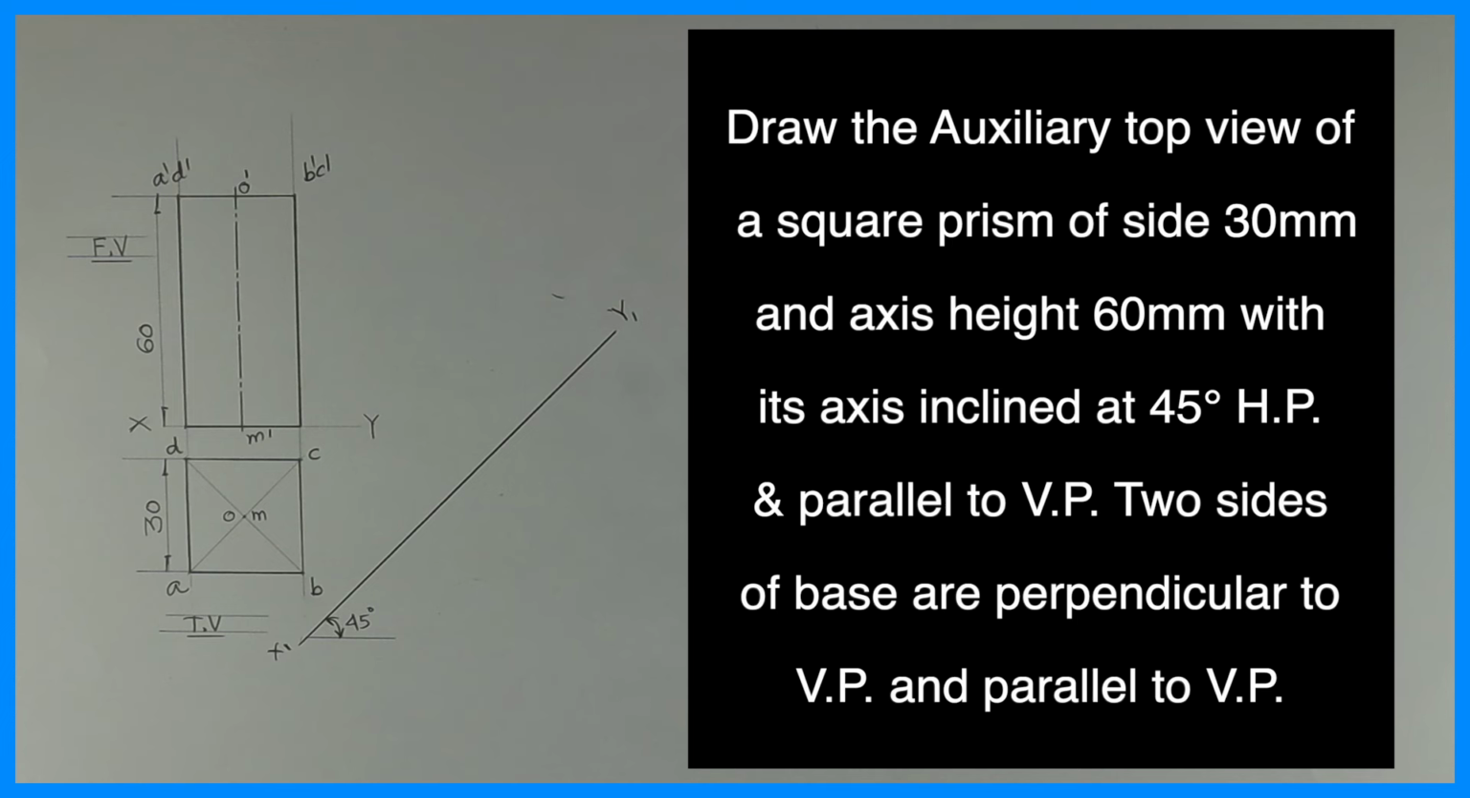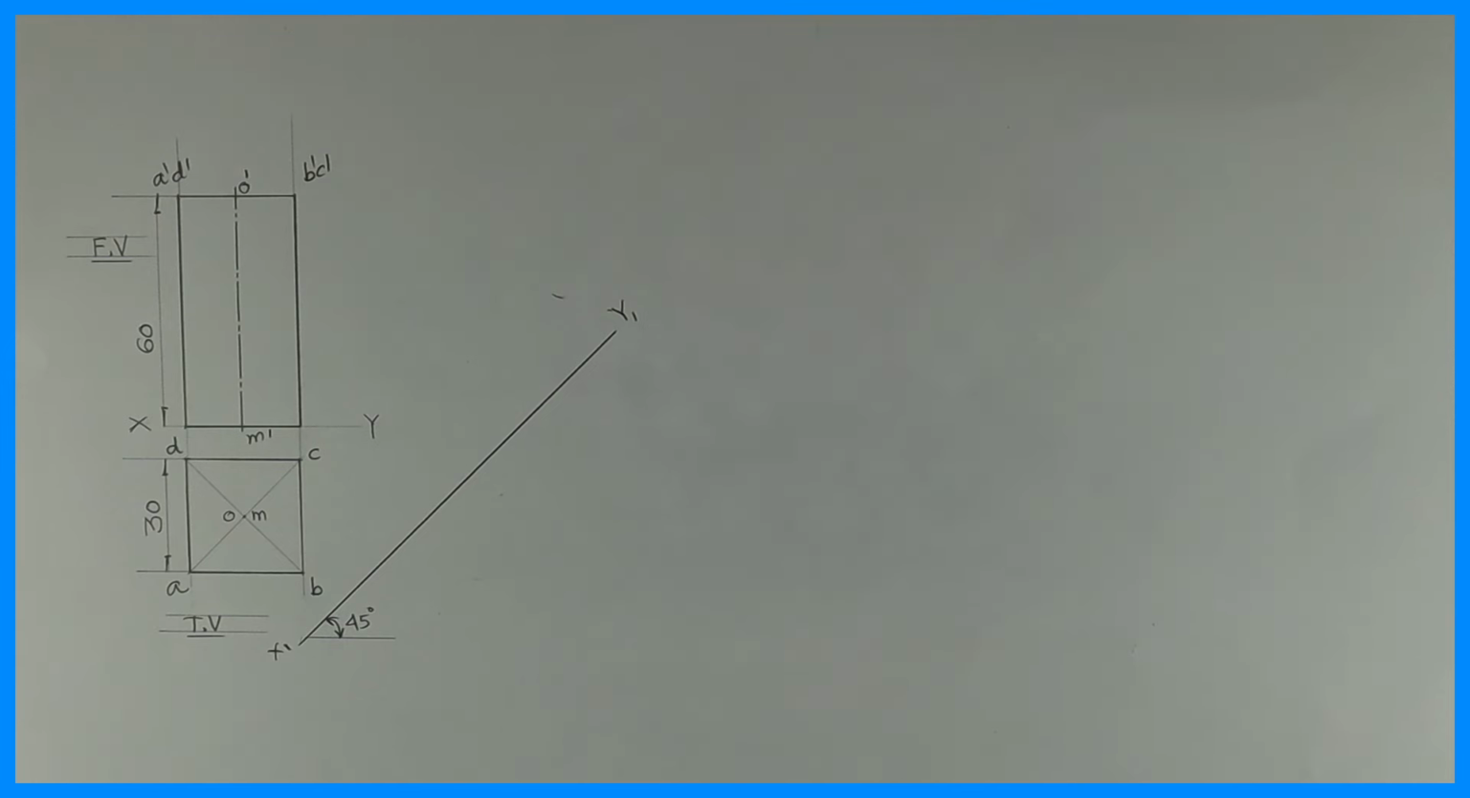Then they have given that two sides of the base are perpendicular to VP and parallel to VP. So two sides of the base, AB and CD, are parallel to VP, so they are parallel to XY. And AD and BC are perpendicular to VP, so perpendicular to XY. I'm assuming the object is resting on the XY line, and this is what is given in the exam. So you have to draw this much and then you have to draw the auxiliary view.